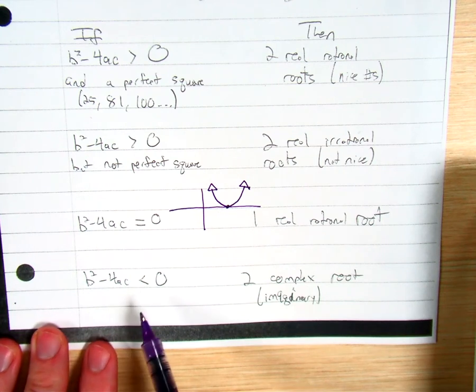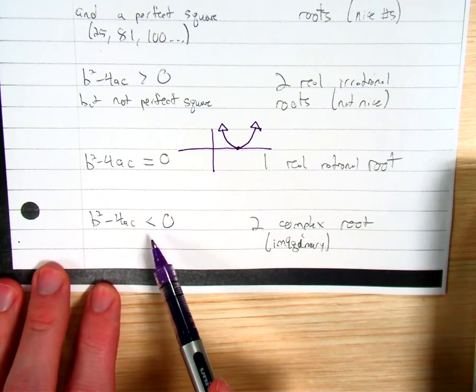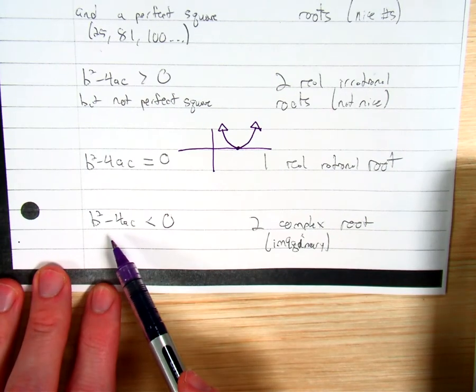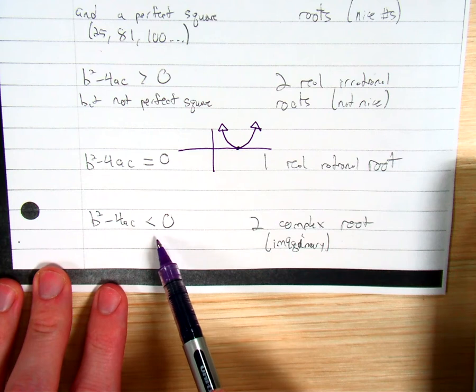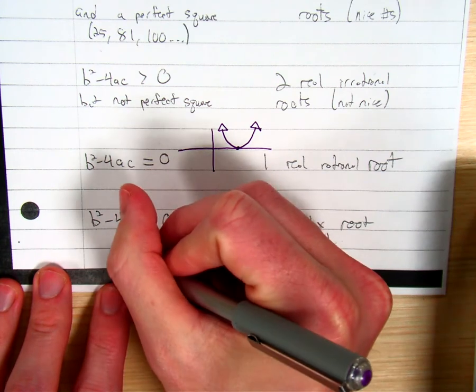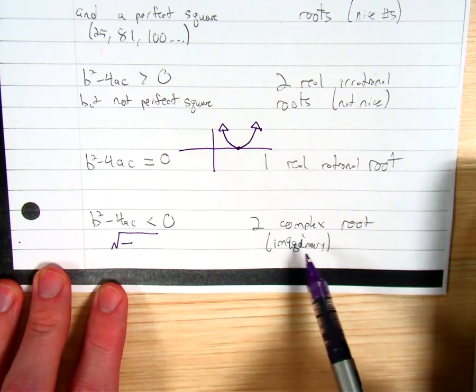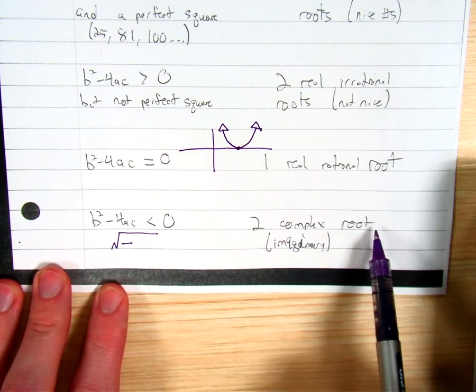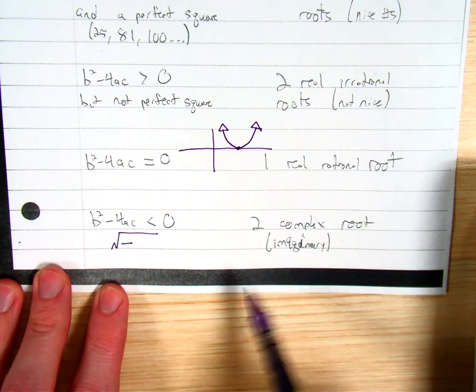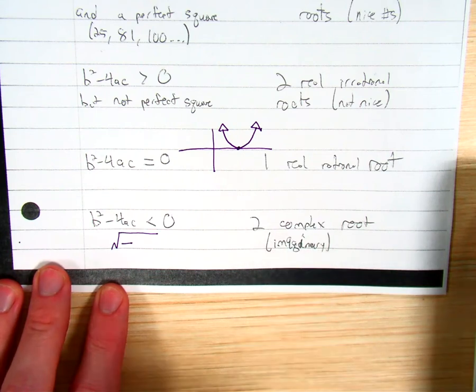And then we have the situation where we get a negative number under the square root. b squared minus 4ac is less than 0, which means it's negative. Now we have the power to do the square root of a negative number. It's going to come out as a complex root, or it's going to have an imaginary part. We're going to have i involved in some way.